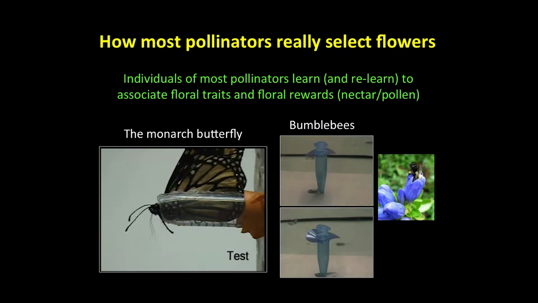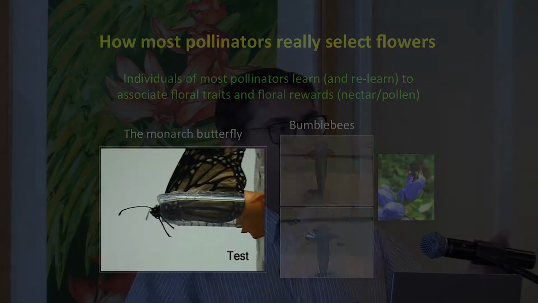They sample and they make decisions based on the highest quality food. If you're a bee, it could be pollen or nectar. If you're a butterfly, it's nectar. It could be sugar content or amino acids. So the norm then is that most pollinators learn and remember these different cues. There aren't these innate preferences.